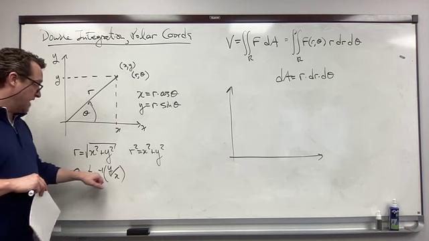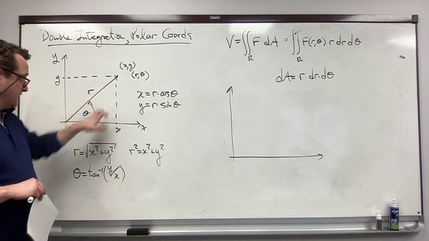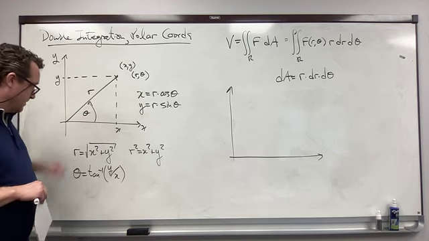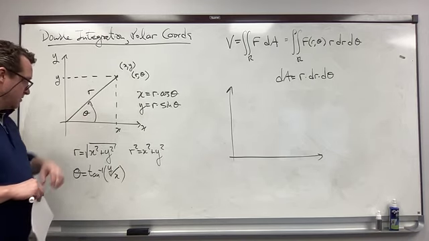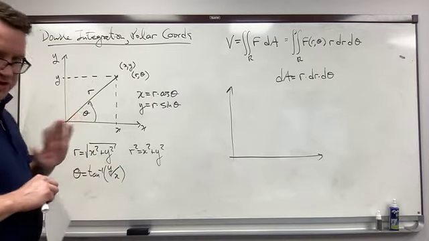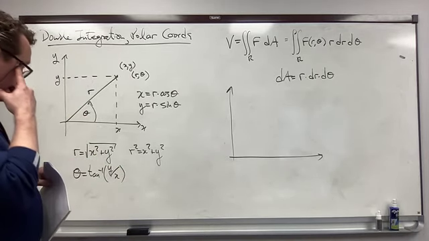The angle is the inverse tangent of the ratio of y to x, right? Which is because tan theta is y over x, so theta is the inverse tangent of opposite over adjacent, right? Okay, all stuff we know, we've known for a long time.